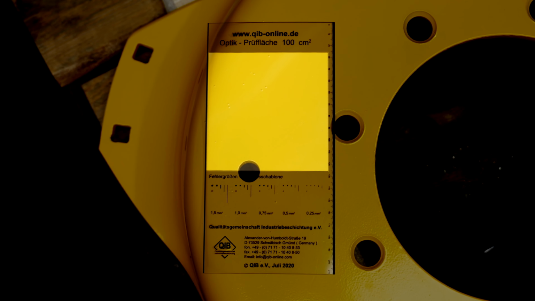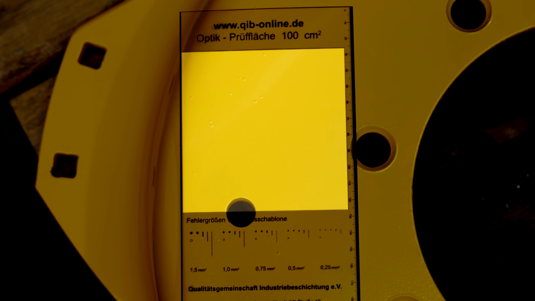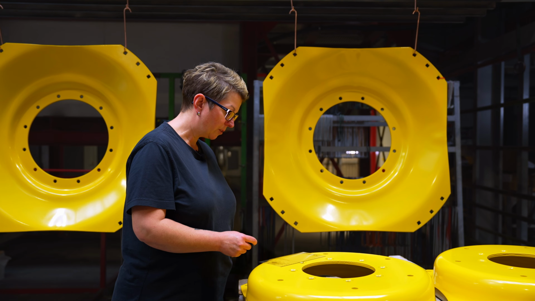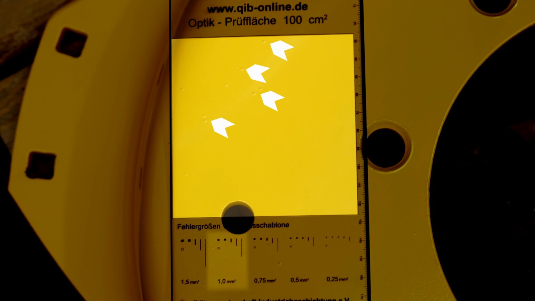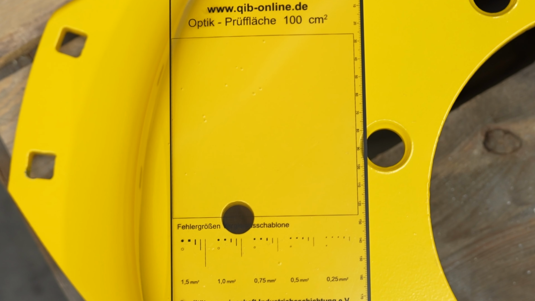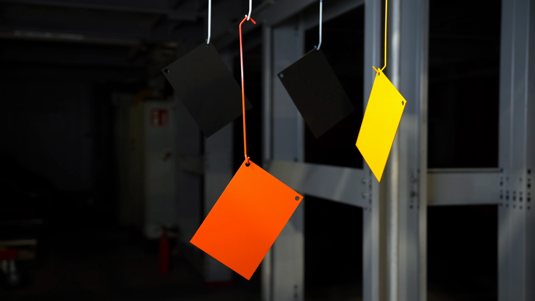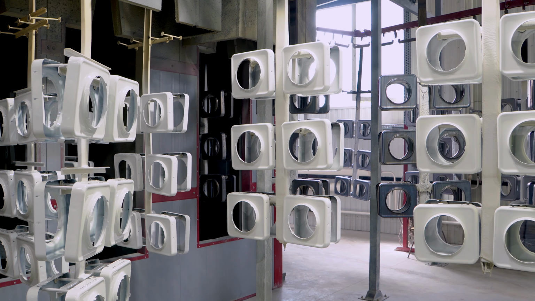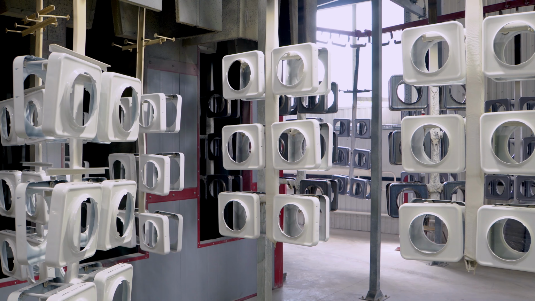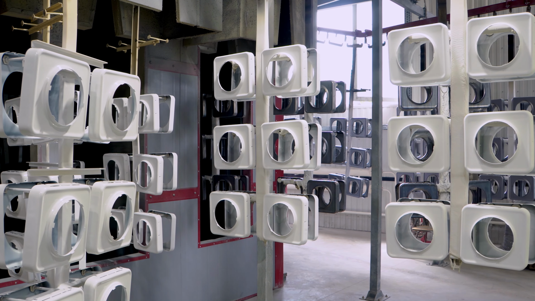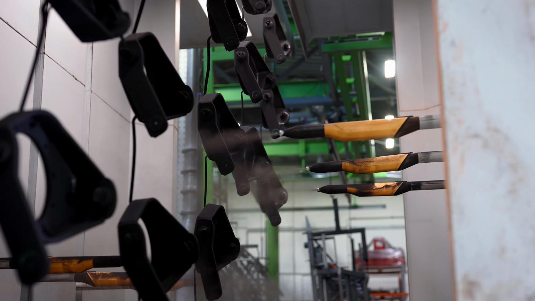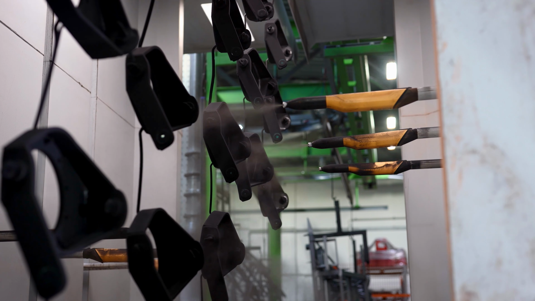According to QIB specifications, 30 craters smaller than 1 millimeter may be visible per square meter, but no more than 8 per 100 square centimeters. For smaller components, a mathematical conversion of the number of permissible craters is possible. For smaller areas, a mathematical conversion is no longer expedient, as otherwise the permissible number of craters, bubbles, and inclusions can increase massively.